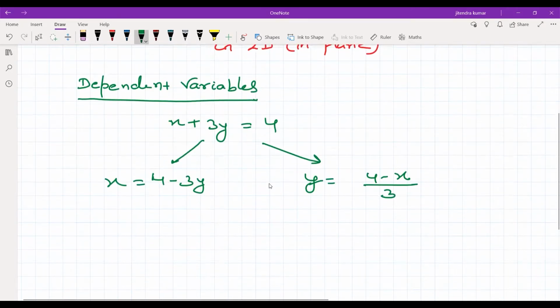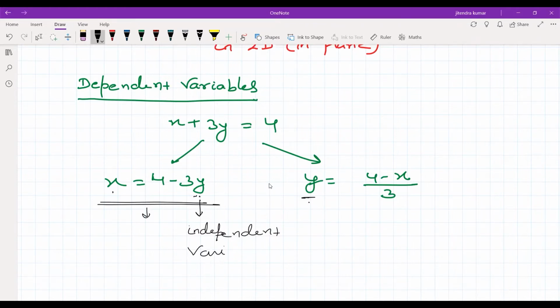In the first case, we have expressed x in terms of y. In the second case, we have expressed y in terms of x. So in this first case, y is called the independent variable, and x is called the dependent variable.